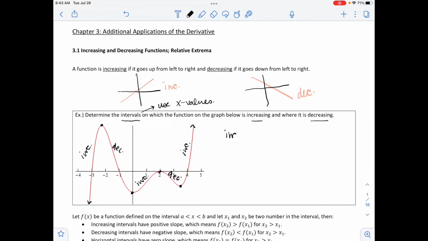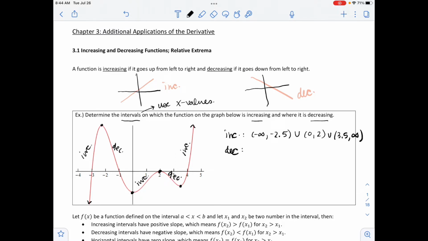And so where is it increasing? Using those x values, it's increasing forever to the left, so it's going from negative infinity until this maximum up here, which we'll say is at negative 2.5. We don't exactly know where it is, but we are going to estimate it the best we can. And then the next interval where it's increasing is going from 0 for our x value to 2. I'm going to put a U here for union, so those are both increasing. And then the last one, it looks like it's at about 3.5 on to infinity.